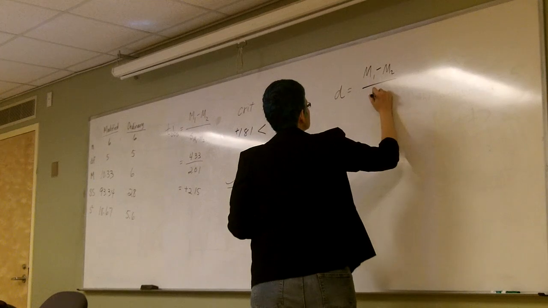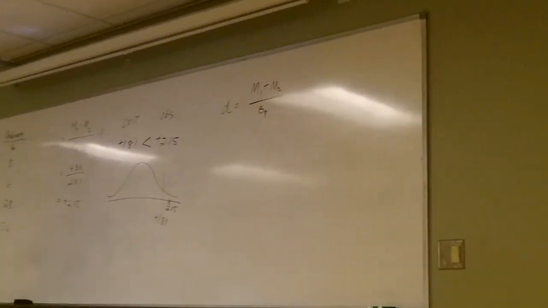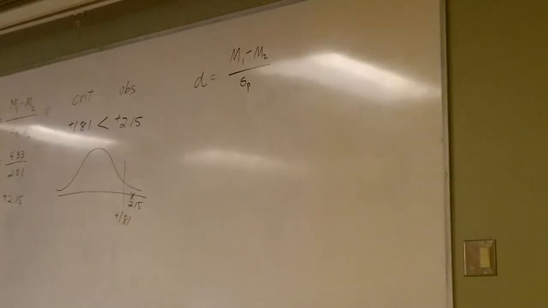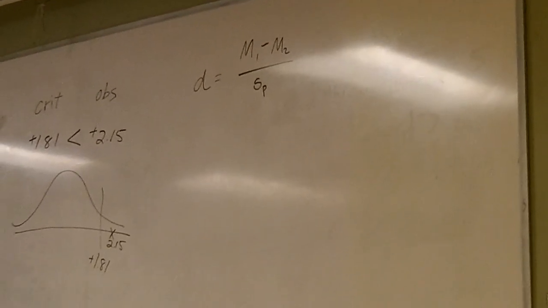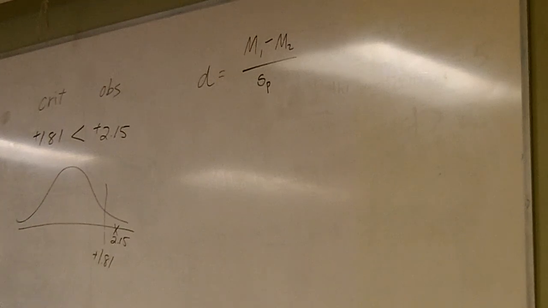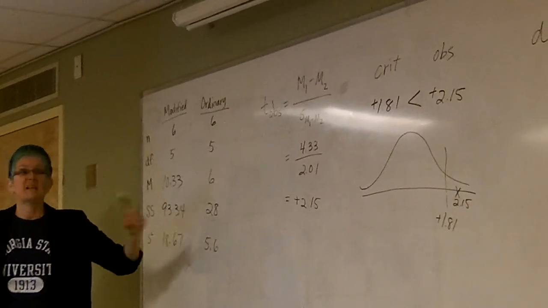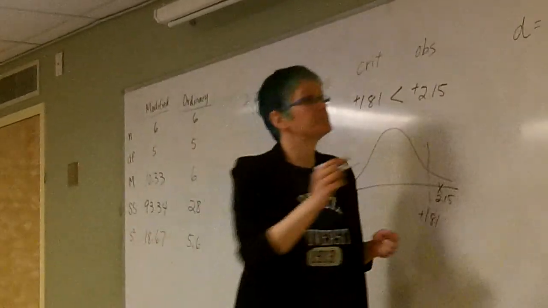uses a mean difference over a standard deviation. Cohen's D always does that. The question is, what mean difference and what standard deviation are appropriate for this particular test? And the mean difference that we use for Cohen's D is always the same as the mean difference we use for T observed. It's always true. So our T observed used for its numerator 10.33 minus 6, right? That's exactly what we're going to use for Cohen's D. It's the same.